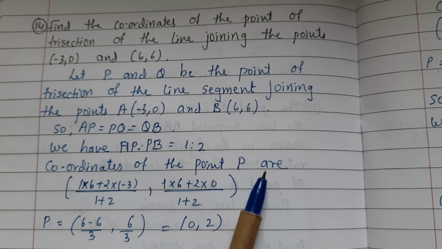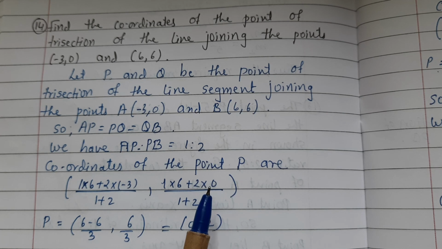Coordinates of point P are (1 into 6 plus 2 into minus 3) upon (1 plus 2). Y coordinate, (1 into 6 plus 2 into 0) upon (1 plus 2). That is 6 minus 6 upon 3, 6 upon 3, equal to (0, 2). Coordinates of point P are (0, 2).